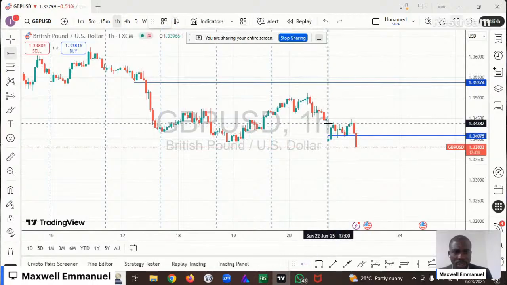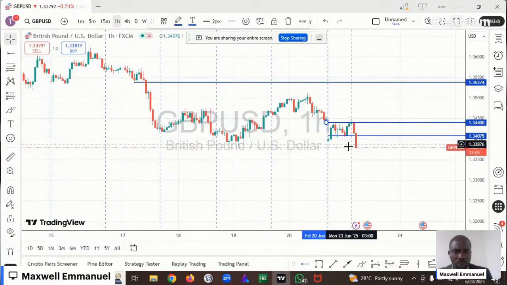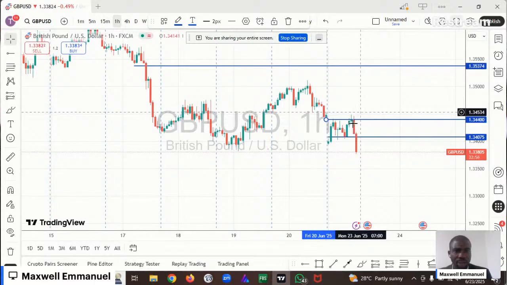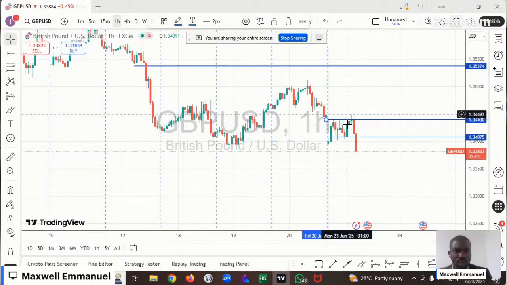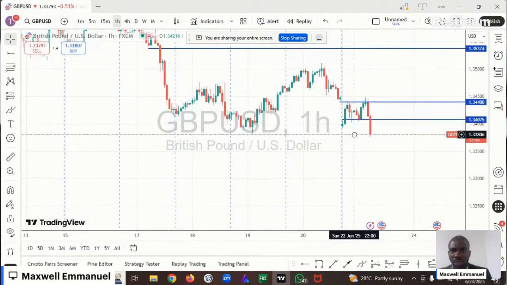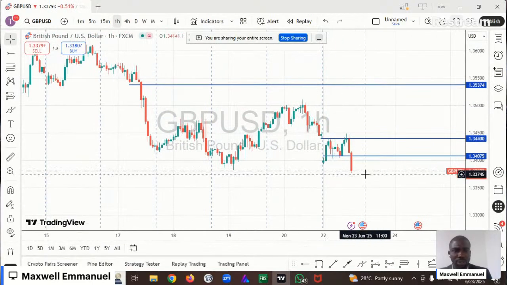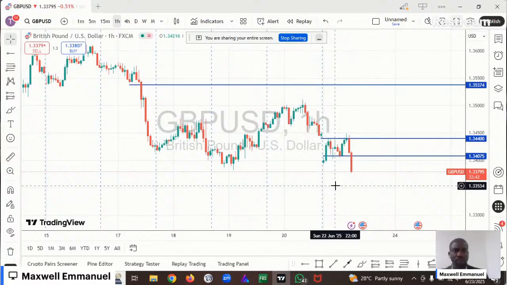You can see it created this fair value gap and price pulled back, filled that fair value gap completely. And after filling that fair value gap, look at the pattern that formed. We had what looks like a spinning top, and the next candle engulfed that spinning top candle. You can see. So GBPUSD has been bearish for the past 2-3 hours now.